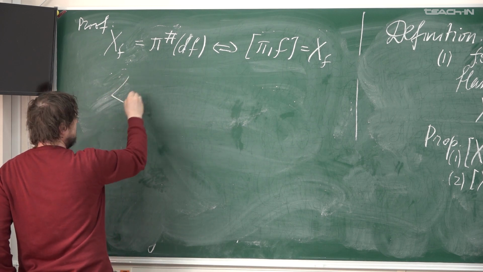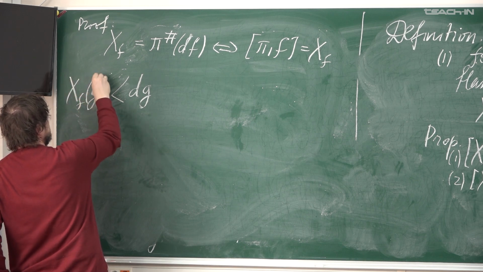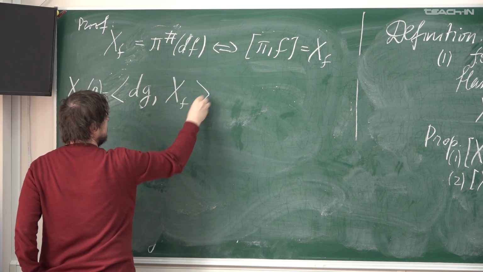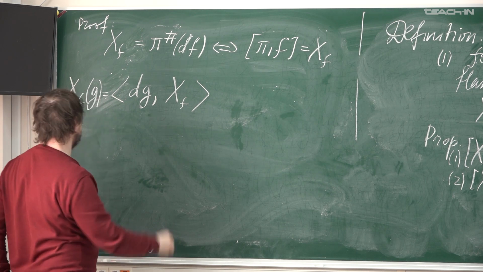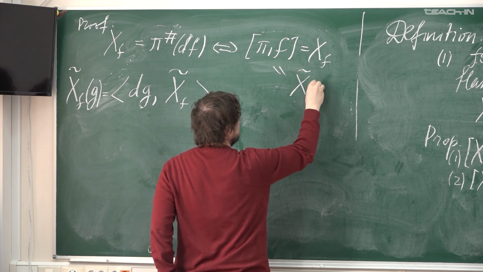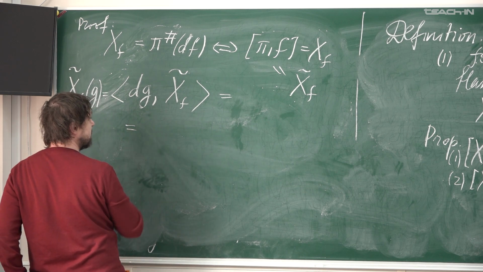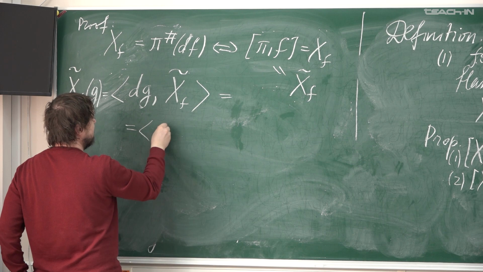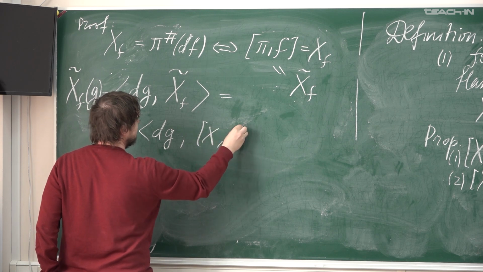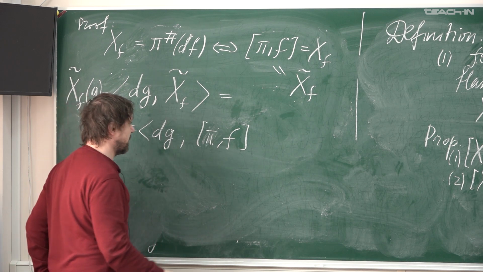I want to find dg. So what is X_f of g? It is the pairing of this and this, right? Let me put a tilde here. Let me denote this by X tilde sub f. So this is equal to what? By the Lichnerowicz formula, which is true here, right? So this is dg, and I have pi and f by definition, right?